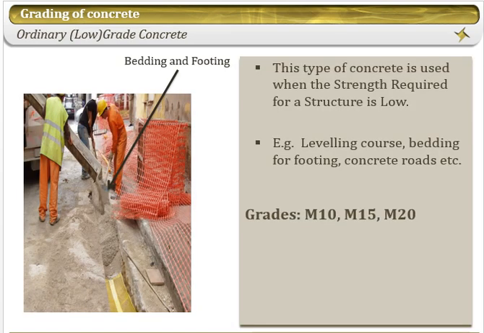And the third one is ordinary low grade concrete. This type of concrete is used where the strength required for the structure is very low. If we require very low strength, like some bedding for RCC plane or footing purposes, normal works, leveling work, footing works, or any preparation of a platform where heavy traffic does not move over it, then we use ordinary grade concrete.